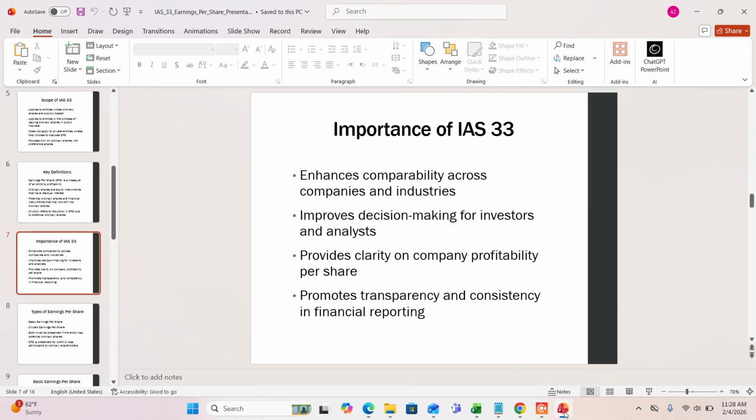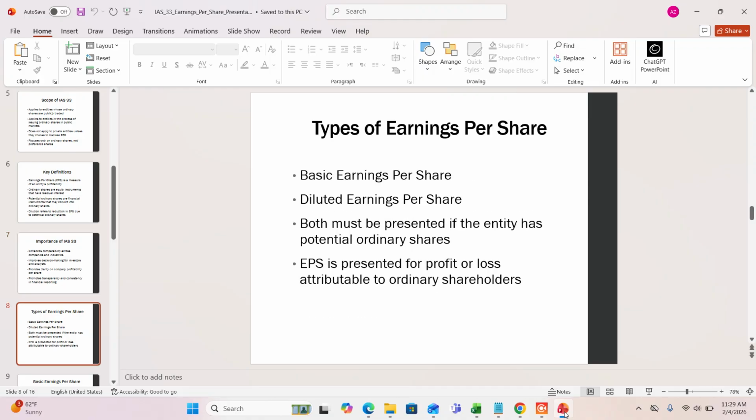Importance of IAS 33. IAS 33 is important because EPS is one of the most widely used performance measures in financial analysis. Investors use EPS to evaluate profitability, growth, trends, and investment returns. Accurate EPS reporting enhances investor confidence, improves transparency, and supports fair valuation of shares in the capital market.